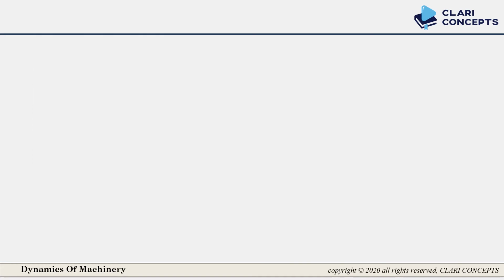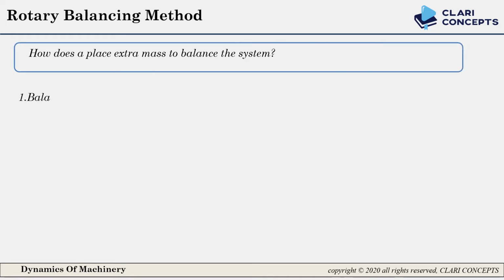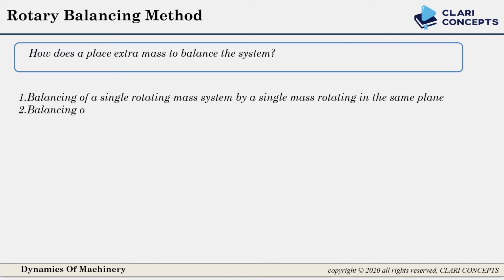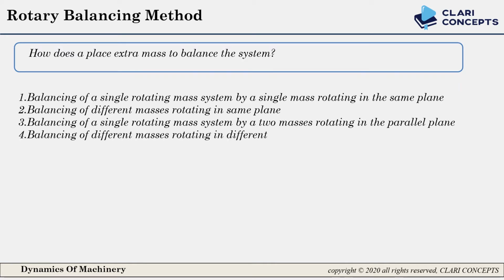There are so many questions in your mind, such as how do we place extra mass to balance the system? There are four methods to add or remove mass from the system. One is balancing of a single rotating mass by a single mass rotating in the same plane. Second is balancing of different masses rotating in the same plane. Third is balancing of a single rotating mass by two masses rotating in parallel planes. And fourth is balancing of different masses rotating in different planes.